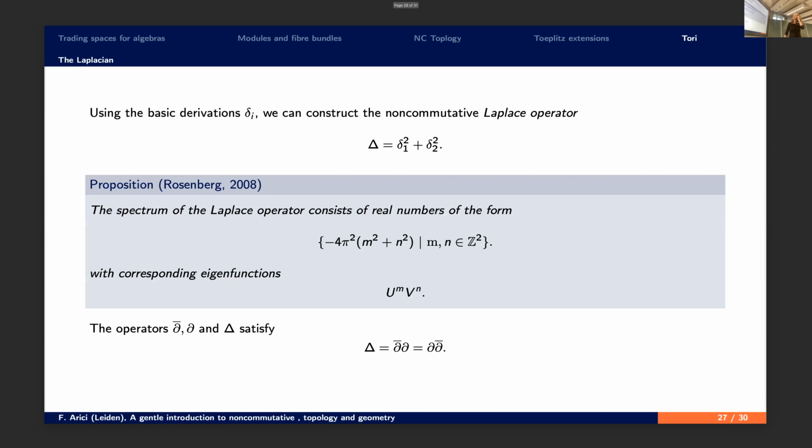Yeah, so we can also do an order 2 operator on this non-commutative torus. This is a bit to motivate what will be discussed in the talk by Bram. We can look at the analog of the Laplace operator, delta 1 squared plus delta 2 squared. And this is again isospectral to the classical one. It is an operator on this smooth algebra inside the non-commutative torus. The spectrum of this operator is just minus 4 pi squared times m squared plus n squared, the same spectrum that you would have for the classical Laplace operator. And again, like the Laplace operator, it has the same set of eigenfunctions, and you can realize it as delta delta bar or delta bar delta.